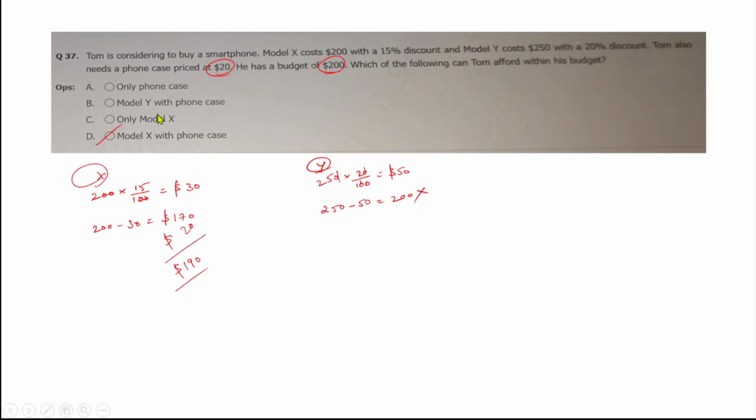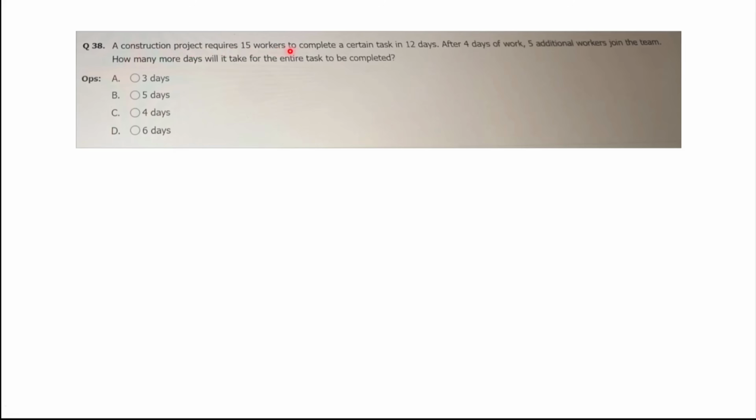Let's see the next question. A construction project requires 15 workers to complete a certain task in 12 days. After 4 days of work, 5 additional workers join the team. How many more days will it take for the entire task to be completed?